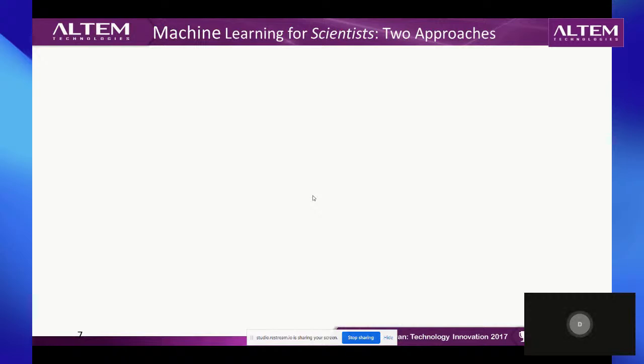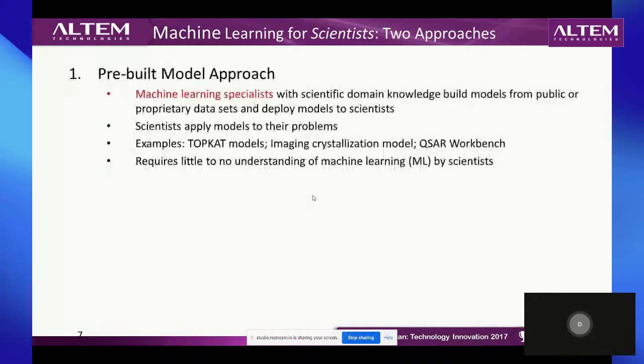Okay, you people are scientists, right? How do you approach these machine learning algorithms? There are two ways actually. One is the pre-built approach. What is this pre-built approach? That means some machine learning specialist, who has very strong knowledge in data science, may develop the models, and they are available for public or private proprietary data sets. For example, in Discovery Studio, Pipeline Pilot is available so that the scientist can deploy that model.